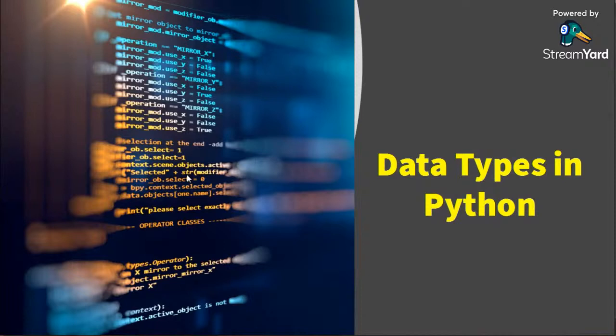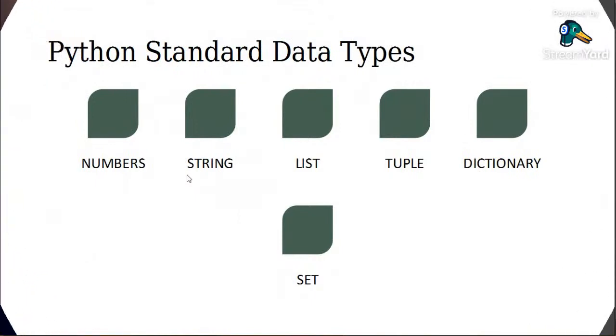Data types in Python. Now, generally, Python has some standard data types like numbers, string, list, tuple, dictionary, set. In case of Python, we have almost 14 data types.